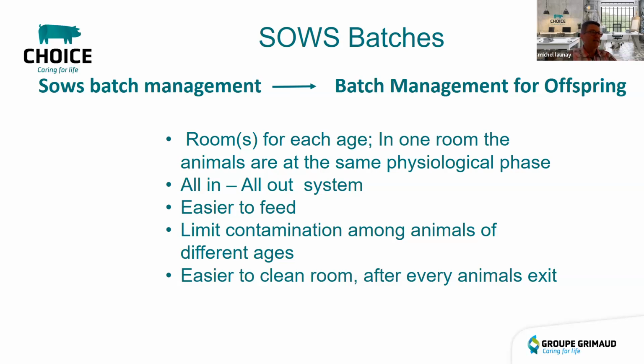It's easier to feed. As I have animals of the same age, I give the same feed to all the animals in the room. And the other advantage of batch management, when I have a specific room for each physiological phase or age, is that I limit contamination among animals of different ages. I know that contamination usually goes down from the oldest animals to the youngest, but with management in specific rooms, I limit this contamination. And by the way, as I work in an all in, all out system, it's easier to clean the room after every animal's exit. So I can also manage the health of my farm. So it's why it's quite important to manage in batch, to have a batch management system.